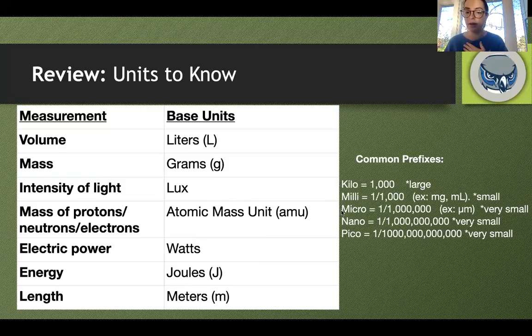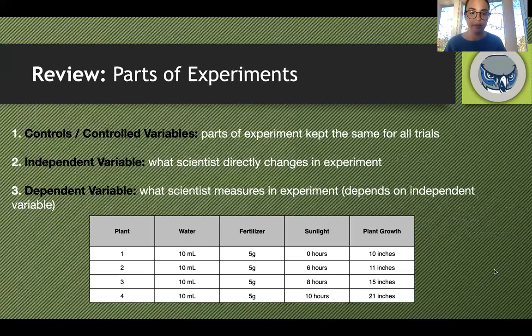Milliliters, micro, nano, and pico, just know all of these prefixes. And even if you don't have it perfectly memorized, be kind of familiar with what's really big and what's really small. Okay. And again, you don't need this background knowledge very often. It's just good to have in the back of your mind.